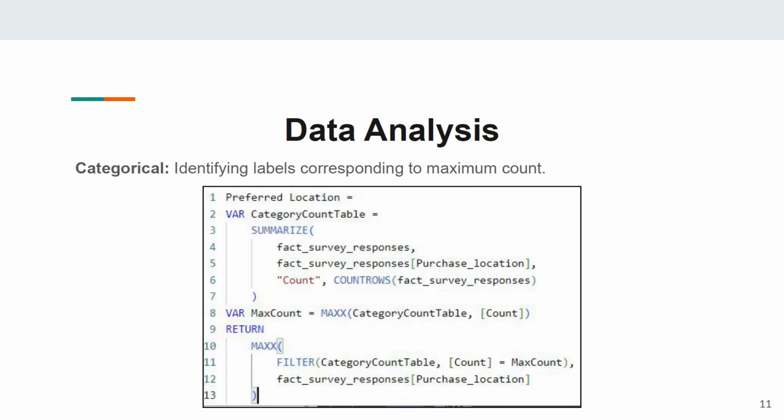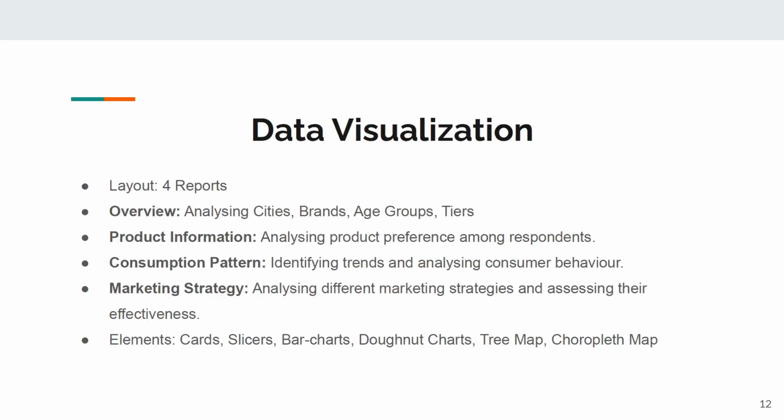All right. So that was our analysis part. Now in data visualization, we'll see how we have used different visuals for getting an overall insight from the data. In data visualization, basically our layout is as follows. We have created 4 reports. Our reports are divided into the following categories. The first is providing us an overview of different cities, brands, age groups, and tiers.